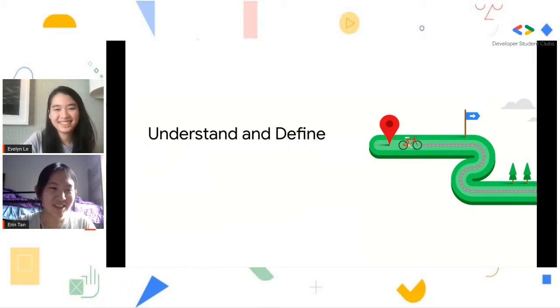Glad you asked, Evelyn. So, as you mentioned, the first phase of the design sprint is to understand your problem. At this phase, you and your team want to build a shared understanding of the problem at hand that you're working with. In our last session, we covered how to define our market and conduct user research for it. These are the first steps to gather information about the problem space that we're trying to tackle.